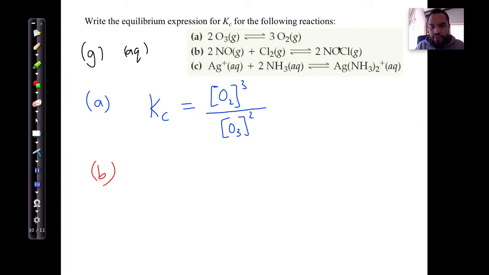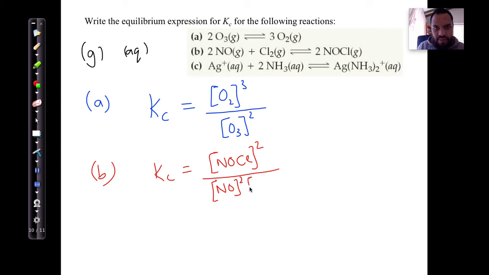Well, again, we have to put all the products, the right hand side stuff, on top. So I'm going to write down Kc is equal to the concentration of this thing over here, which is NaCl, raised to the power of 2 divided by nitrogen monoxide, its concentration at equilibrium, remember at equilibrium, raised to the power of 2 multiplied by chlorine gas raised to the power of 1. But I don't need to write in the power of 1 because it's trivial.